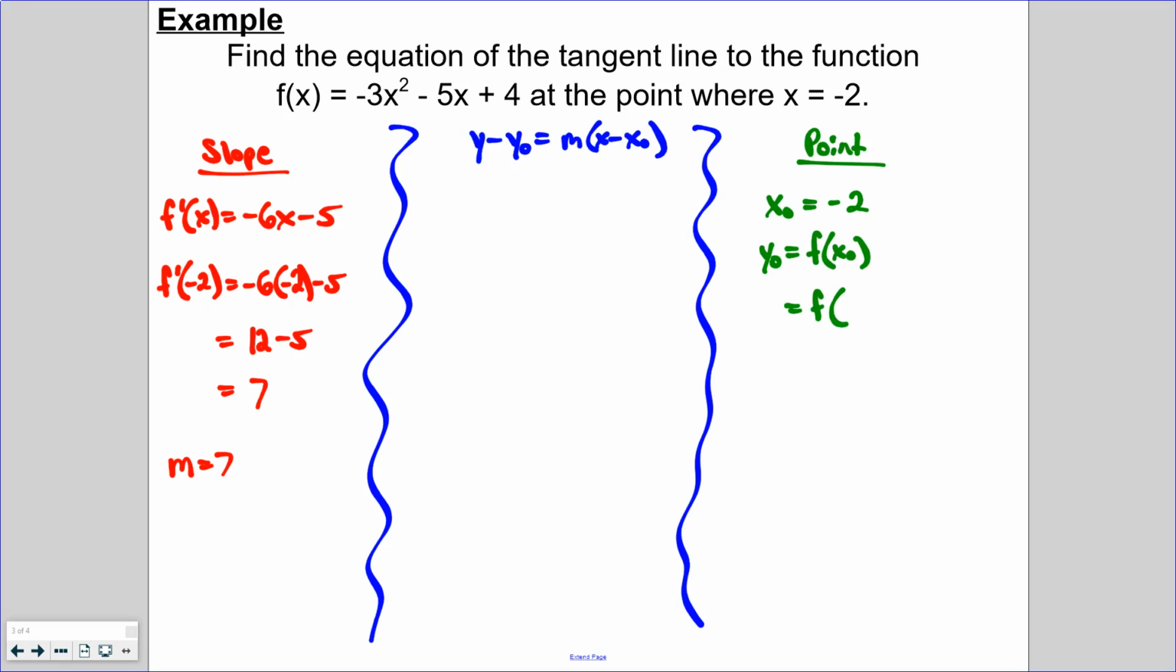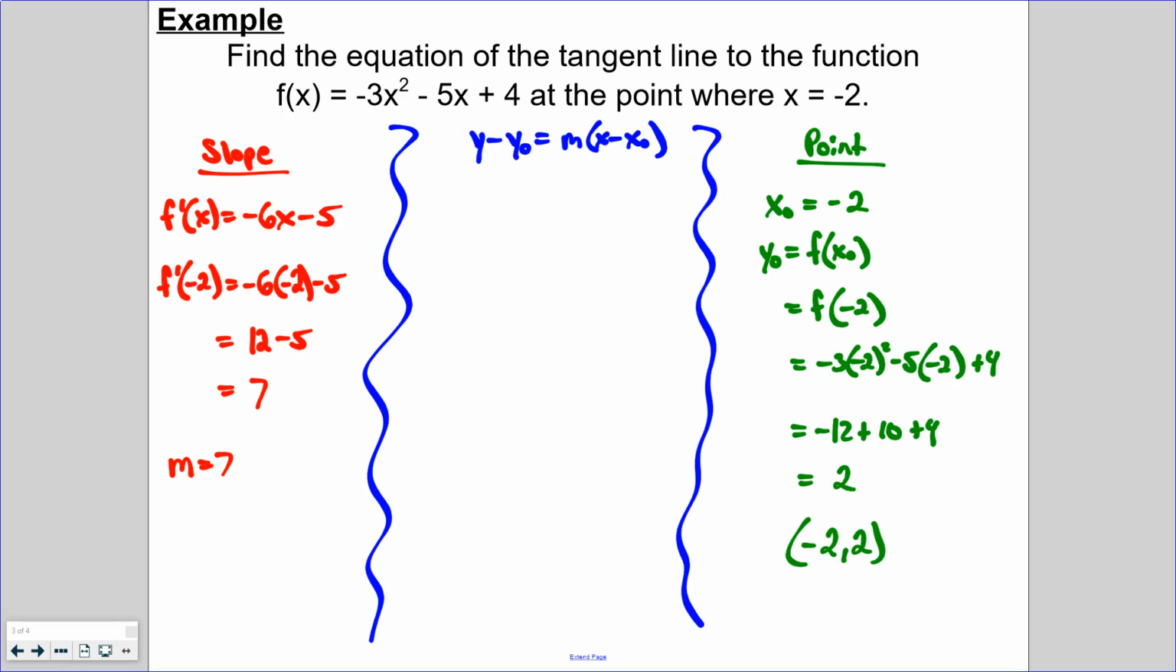And we know that x sub 0 is negative 2, so we'll substitute negative 2 into our function. So negative 3 times negative 2 squared minus 5 times negative 2 plus 4. And let's see, we can simplify this out to get negative 12 plus 10 plus 4, which will give us a y sub 0 of positive 2, meaning the point for which we're trying to find the tangent line is negative 2, 2.